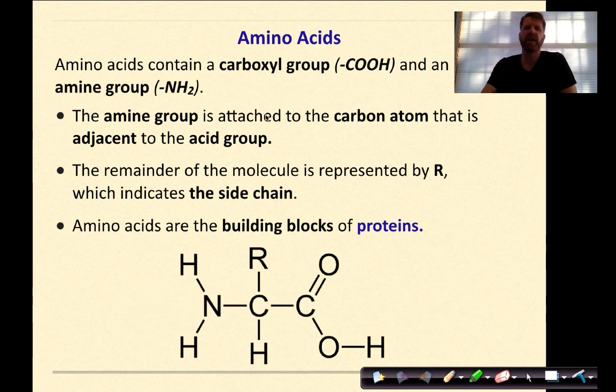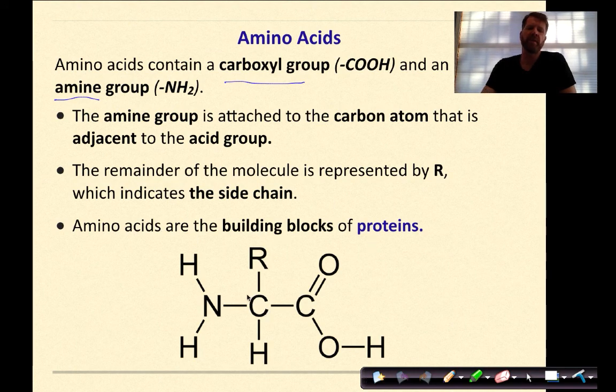Let's examine amino acids. Amino acids contain a carboxyl group, which condenses down to COOH, and an amine group, or NH2 group. The amine group is attached to the carbon atom that is adjacent to the acid group. The remainder of the molecule is represented by R, which indicates a side chain. And there are 20 amino acids with 20 distinct side chains. You are not responsible for drawing them or memorizing them in this course. Amino acids are the building blocks of proteins.